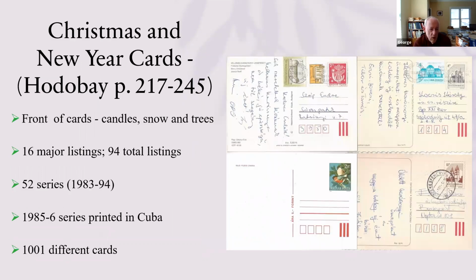Christmas and New Year's cards, 1,000 different, many series. Every single major indicia is covered. The one I really want to focus on, because it's the most interesting to me, is the one in the lower left, because these were printed in Cuba. There are notes in Shimade and Hodobe that they were printed in Cuba.